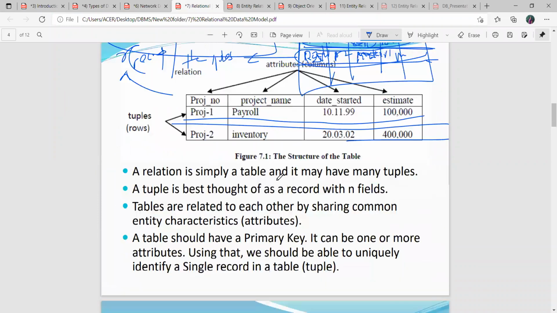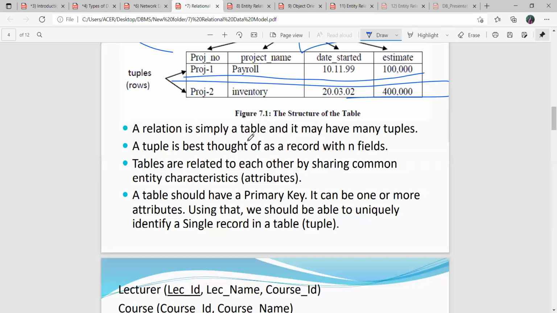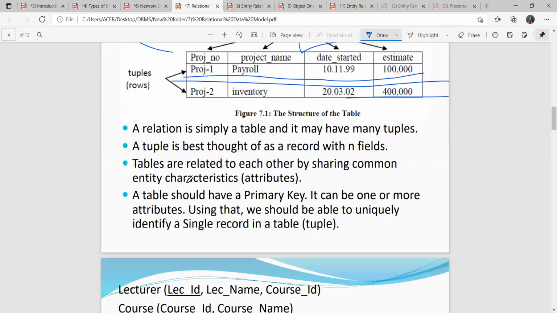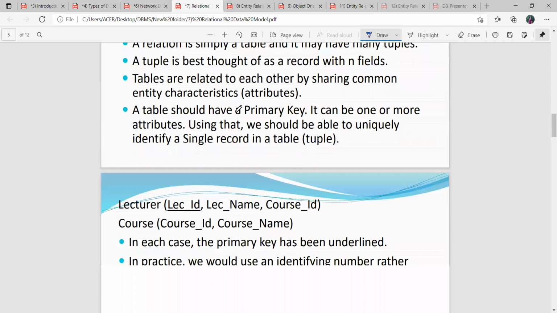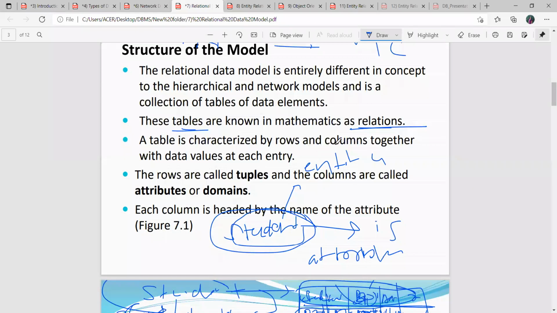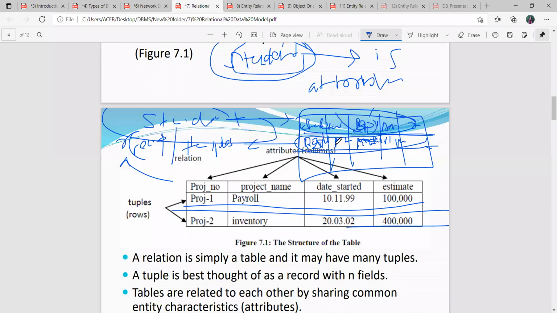The relation is simply a table. It may have many tuples. A tuple is best thought of as a record with n fields, so this can be any number of fields. The tables are related to each other by sharing common characteristics or attributes. So before moving into the primary key, again, in the relational model, a table is the basic data structure. It is known as a relation. A table consists of headers, columns and rows. Headers are known as attributes and the rows are known as tuples or records.